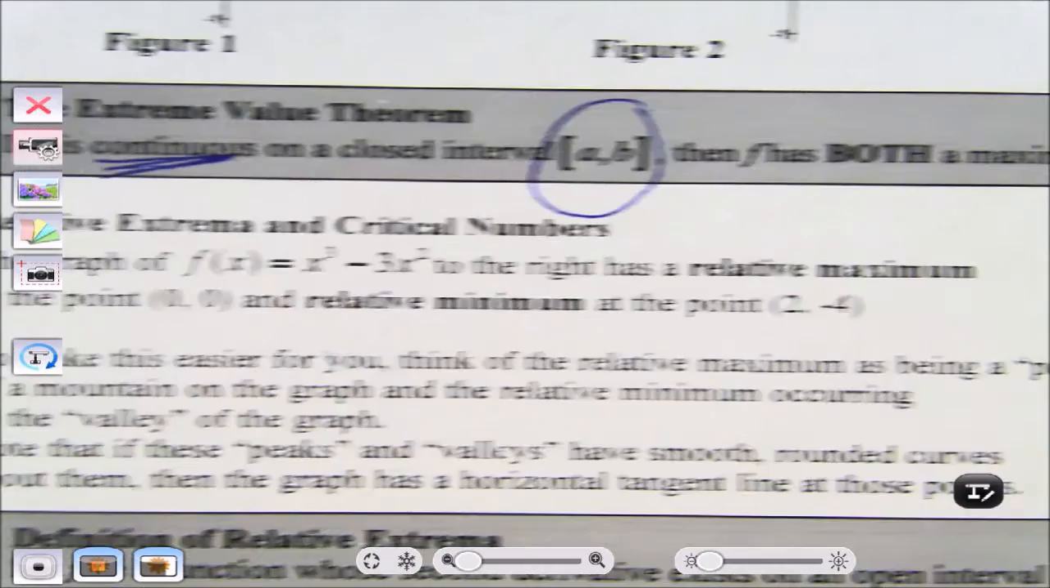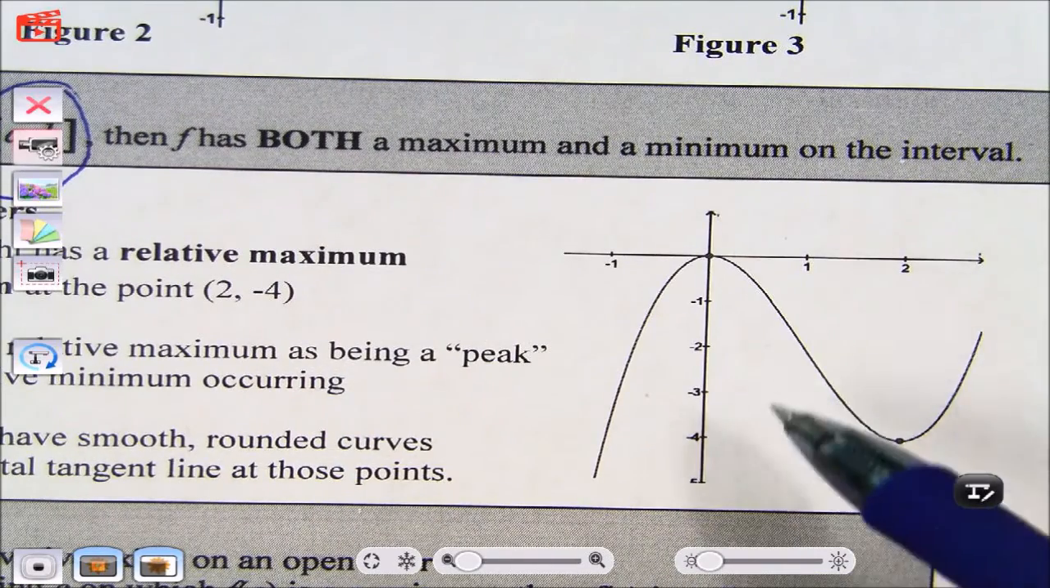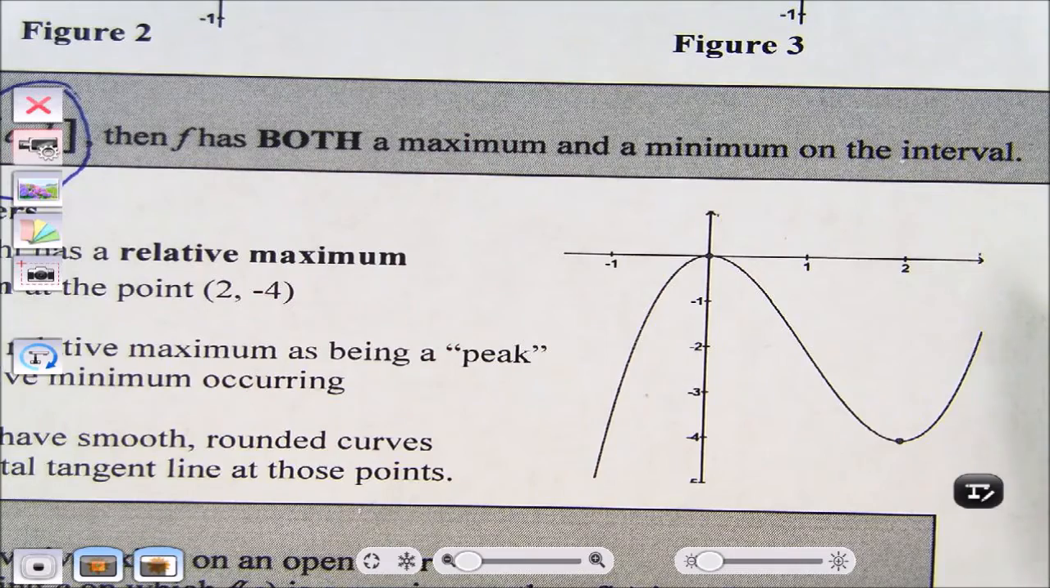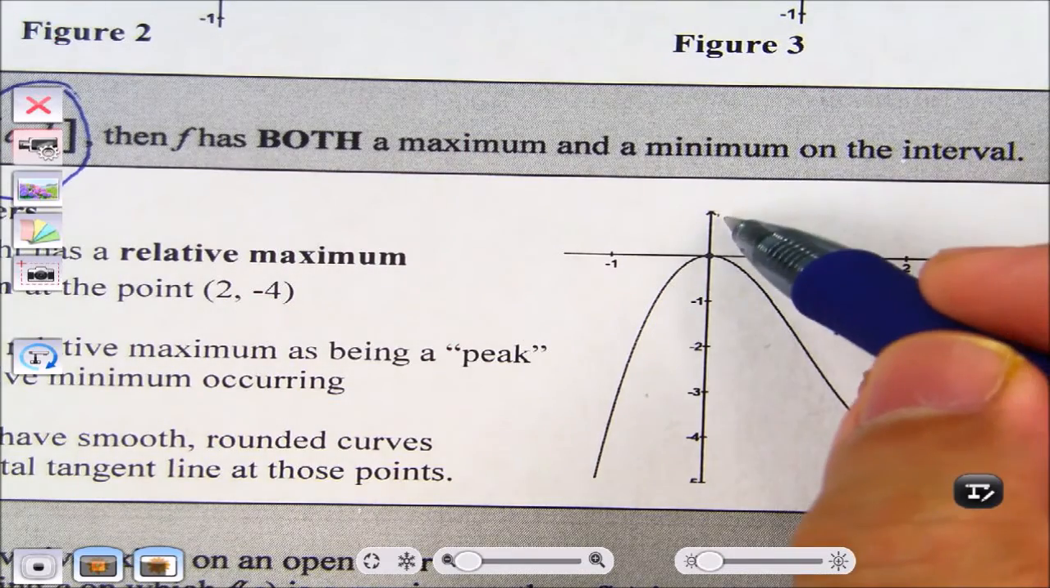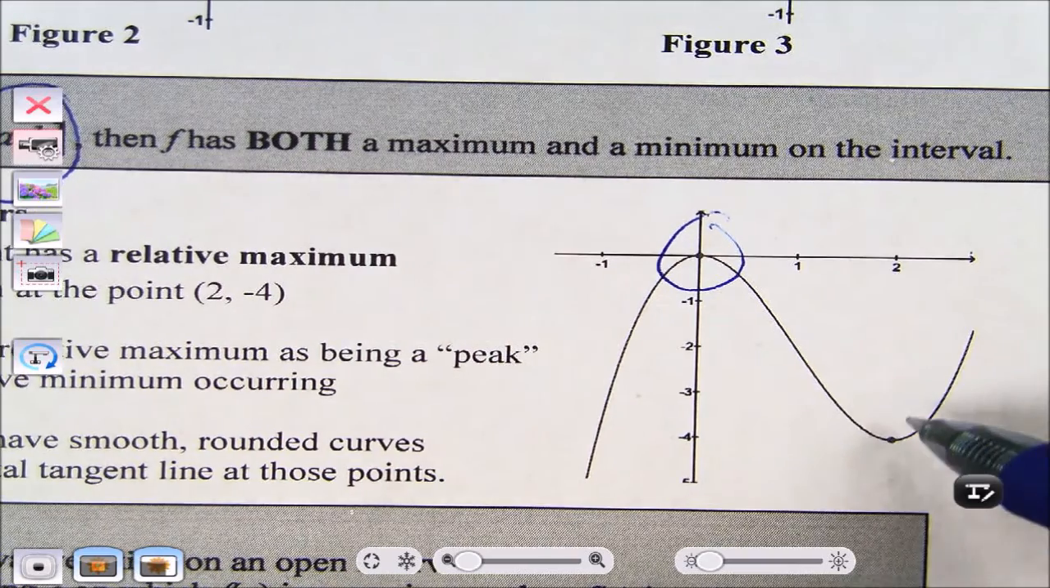Okay, let's look at this graph. So we have this graph of f of x equals x cubed minus 3x squared. There's a relative maximum here. This is a relative maximum. That's a relative maximum. But then you have a relative minimum down here.